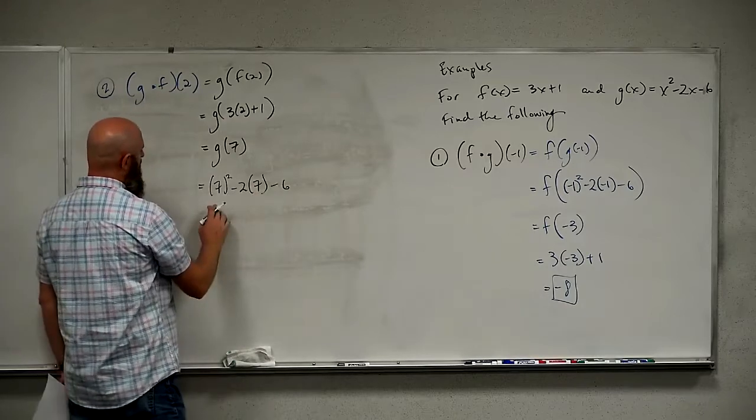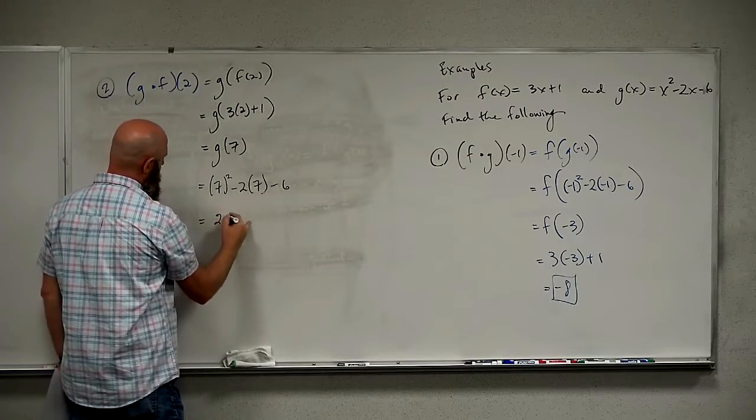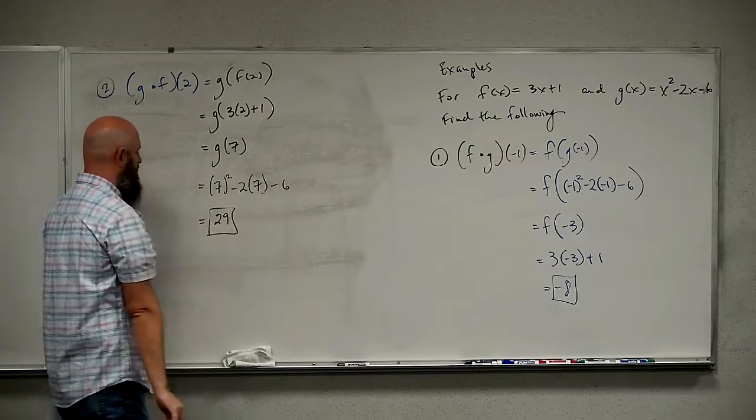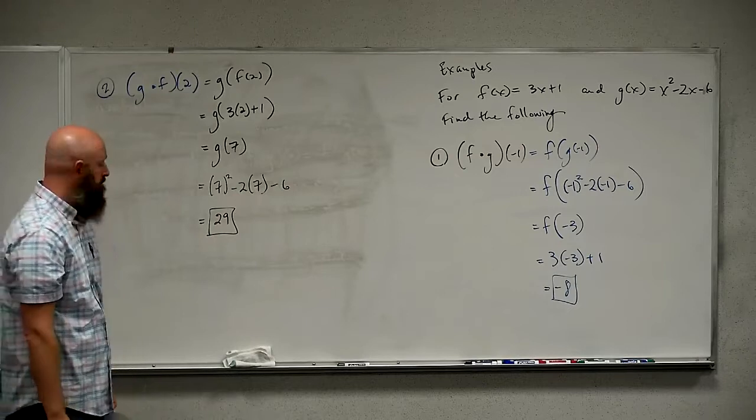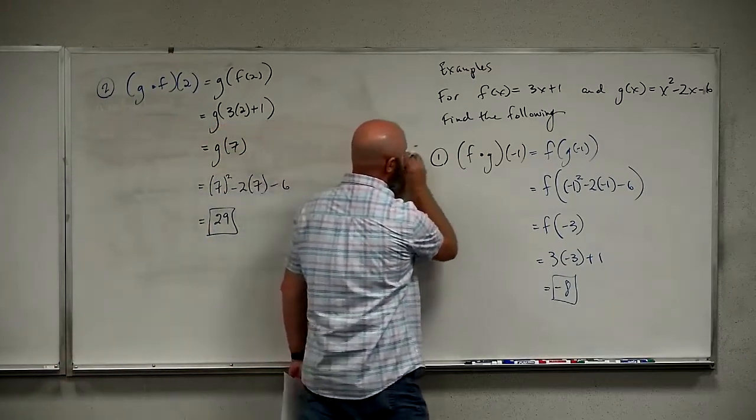And so that's going to give me 49 minus 14 minus 6, which gives us 29 for our final answer there. Okay.